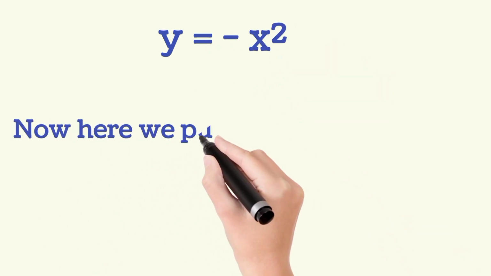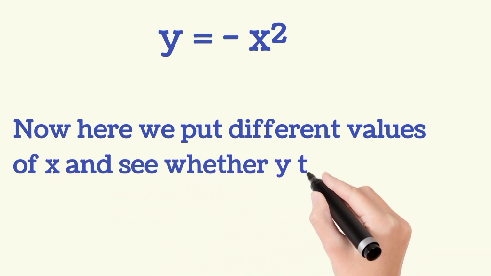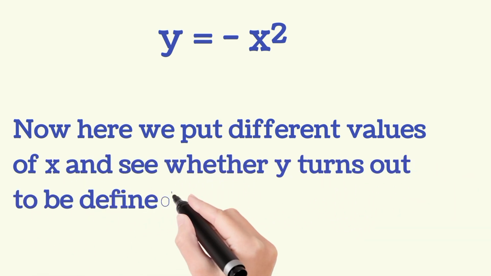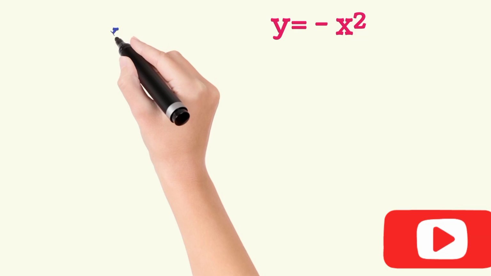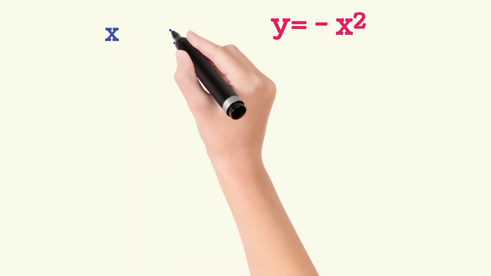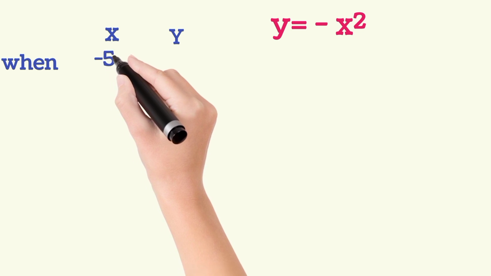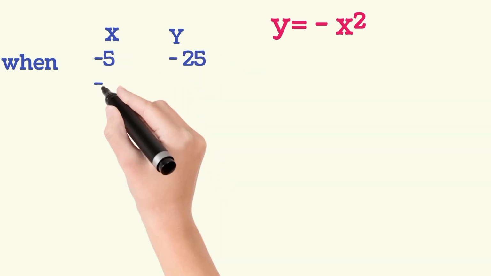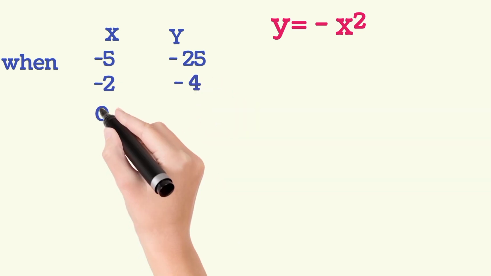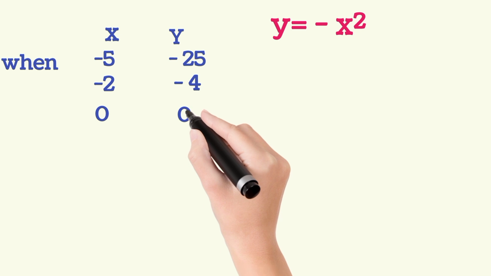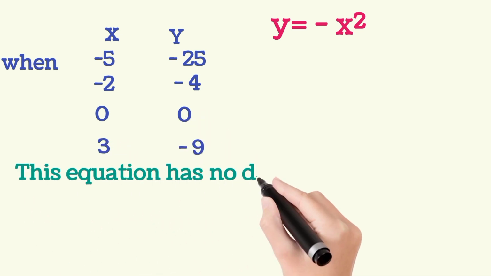So we will put values for x and then we will see whether y turns out to be defined or not. So our function is y is equal to minus x square. So we will write x and y, and when we put x as minus 5 we will get y as minus 25, and when x is minus 2 y will be minus 4, and when x is 0 y will be 0. Similarly, when x is 3 y will be minus 9, and so on.